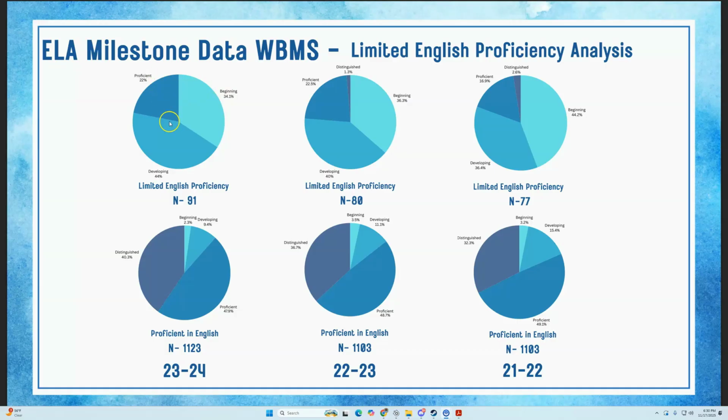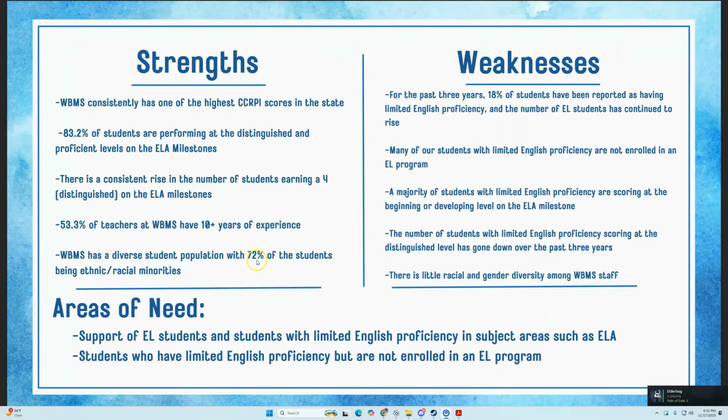So while we are losing our distinguished portion, and we are also losing kind of our beginning portion as well, with developing pretty much absorbing the entirety of the whole. You can see that proficiency, specifically a score 3, has increased slightly and stayed about the same, but developing has mostly absorbed where these students or where these deficits have been occurring throughout the years. So what does this conclude? Well, we've got our strengths and weaknesses.